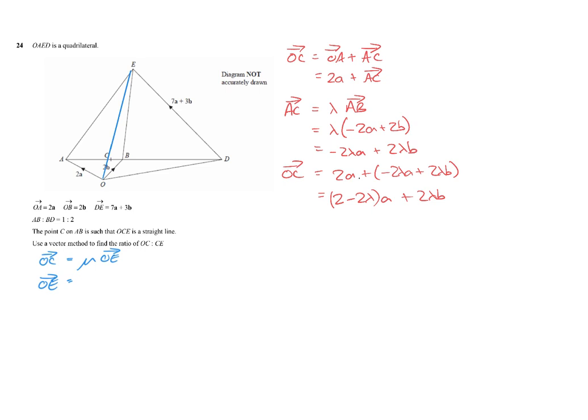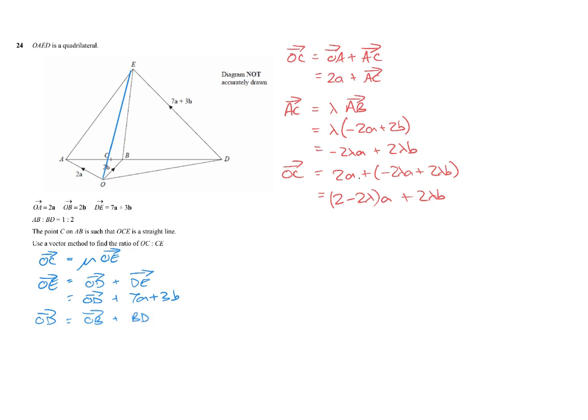Well, I could write that as going O to D and D to E. So it's OD plus DE, which is equal to OD, which I don't actually know at the moment, plus 7a plus 3b. So let's look at vector OD. Well, vector OD could be written as OB plus BD. So let's do that. OB plus BD.